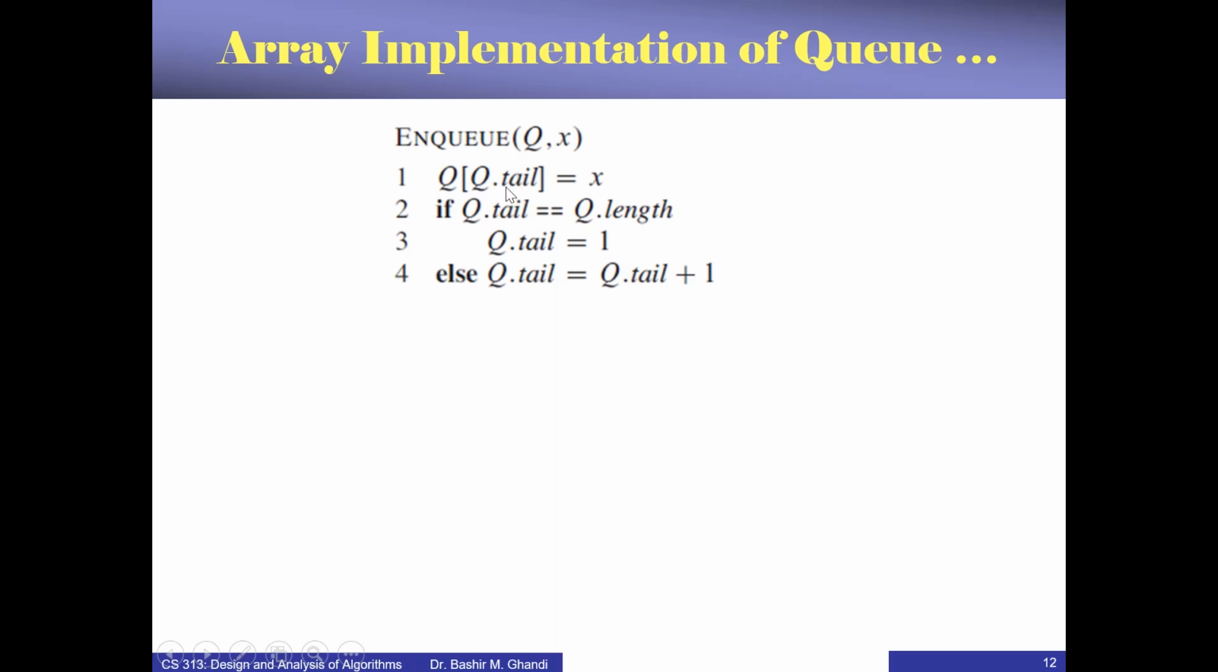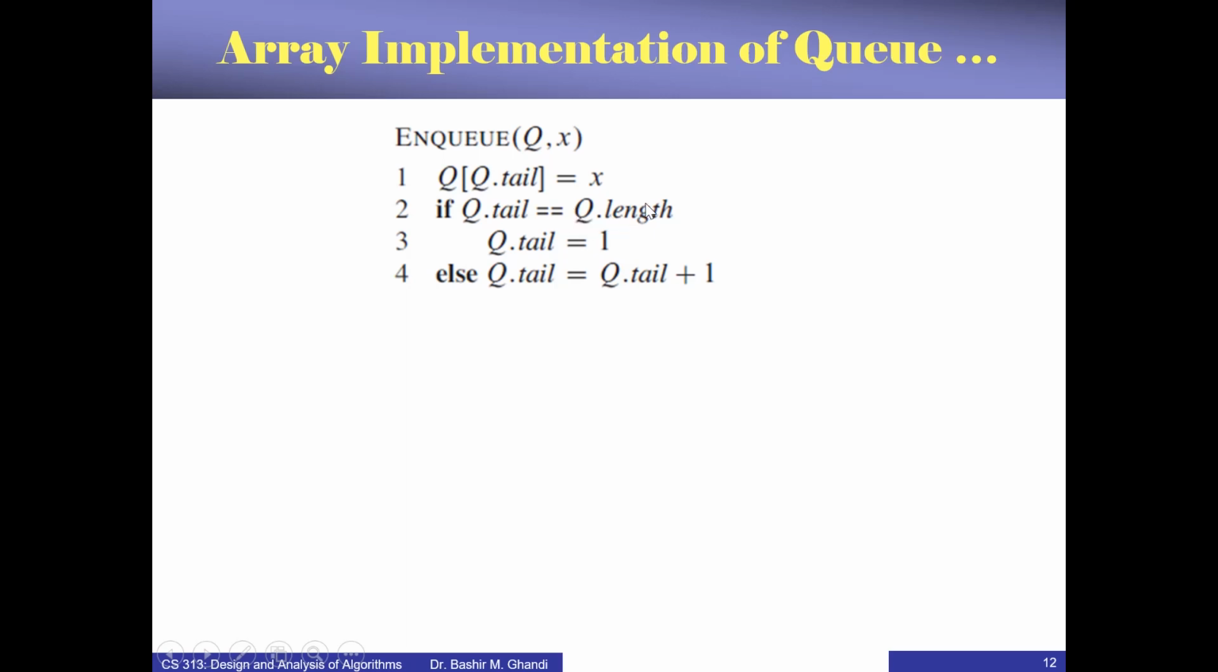And there are two cases. q.tail could be at the end of the queue, in which case the new value should be 1. Or it could be somewhere in the middle, in which case we're going to just increment it by 1. So this is exactly what this if statement is saying. If q.tail is equal to q.length, so this is another attribute that a queue has, actually, I didn't mention it earlier.